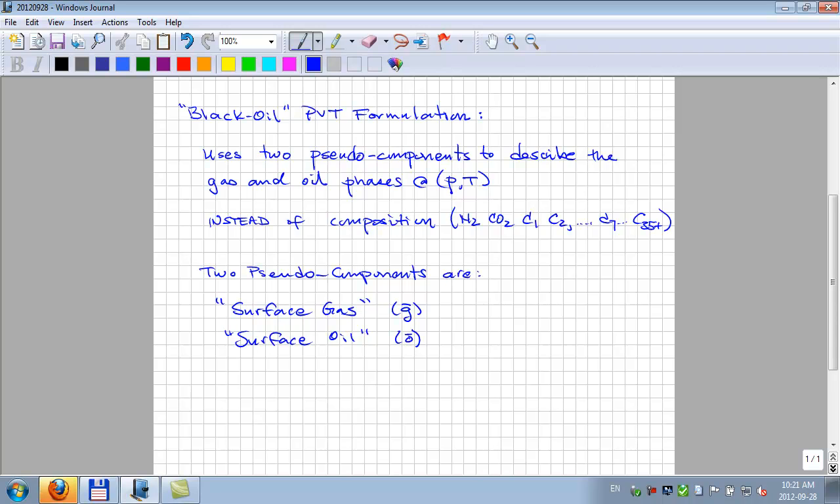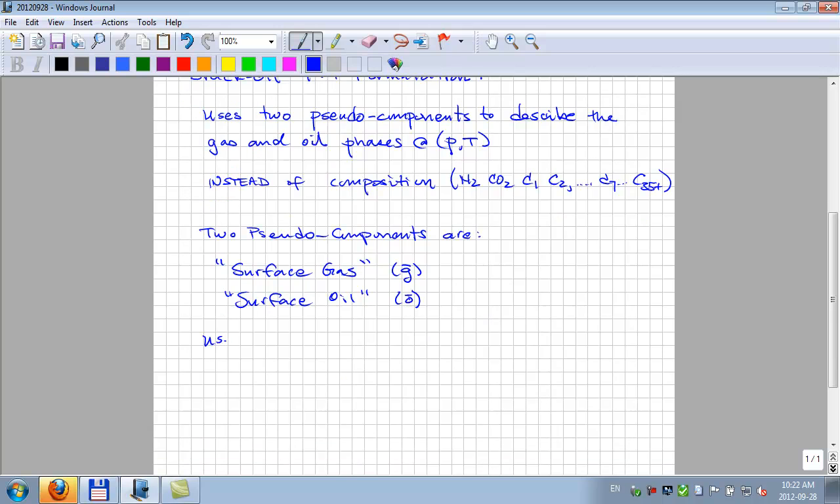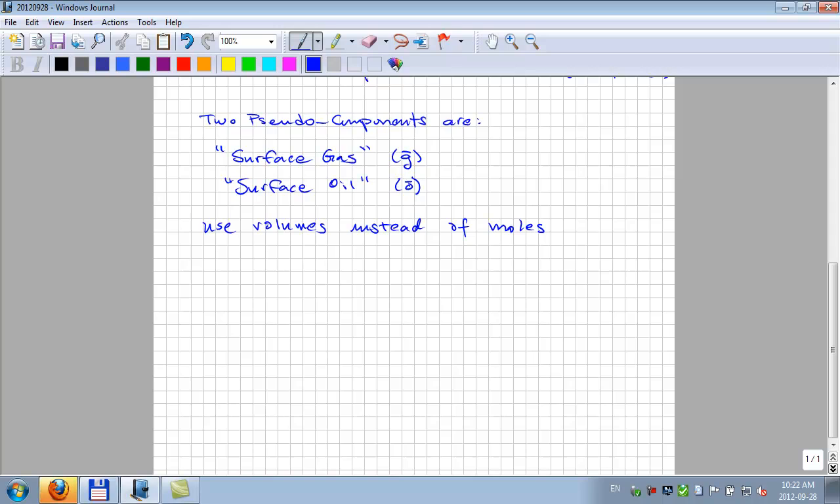And we're going to say that these 2 products, we can treat them as pseudo components, and if we can figure out how much of those 2 products are in the reservoir gas, the reservoir oil, or the oil and gas in the tubing, then we've done our job. And we're not going to talk about moles or mass of these pseudo components. We're going to talk about volumes. Okay? So we use volumes instead of moles. Okay? So that's another characteristic of the black oil model.